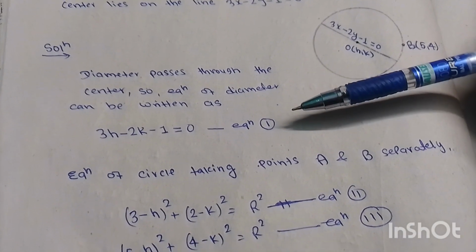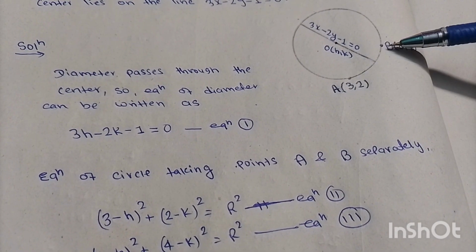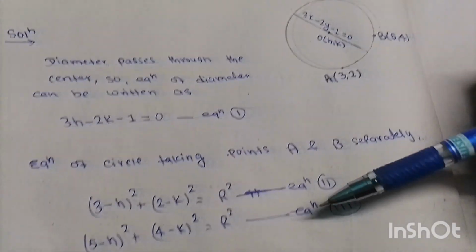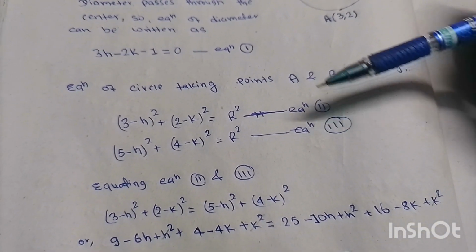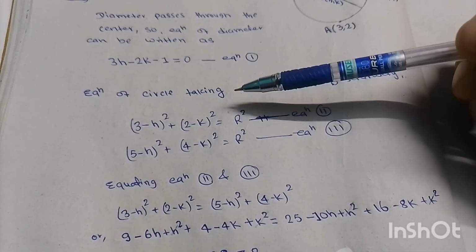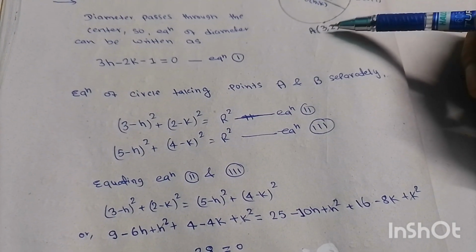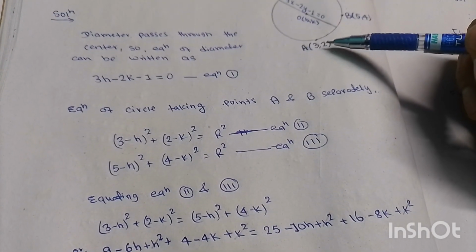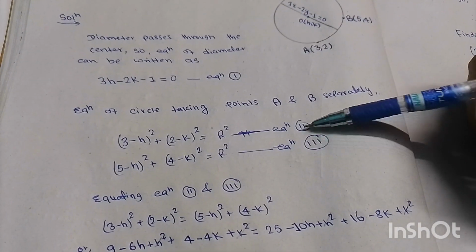and let us suppose this as equation 1. And now, by taking the two points A and B separately, the new equations of the circle can be written in the form of equations 2 and 3. We all know that the equation of a circle is given by x minus h whole square plus y minus k whole square equals to r square. That is the general equation of the circle, and the points are already given here, 3, 2 and 5, 4. I kept these points separately in the two different equations and obtained two equations of the same circle.